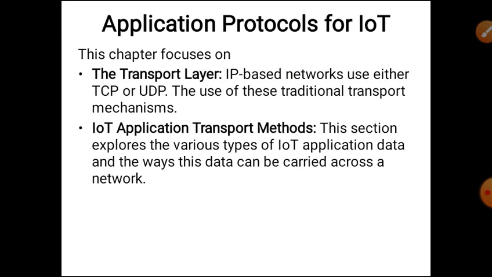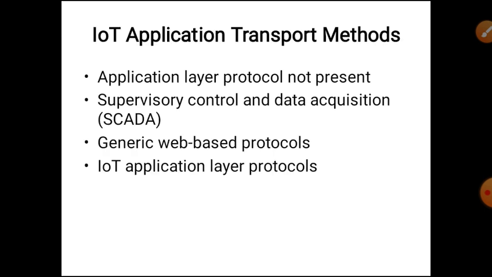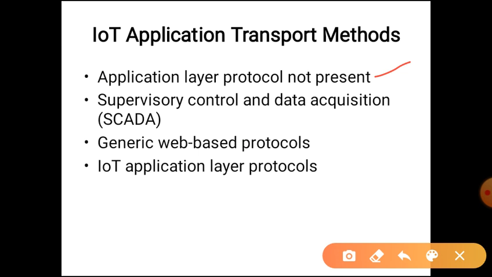In this topic, we are going to see what the various categories of IoT application layer protocols are and what the different ways of transporting application data across the network are. There are four categories that we have discussed. The first category is where we do not have any application layer protocol, and application data is directly put over the lower layers of the network.